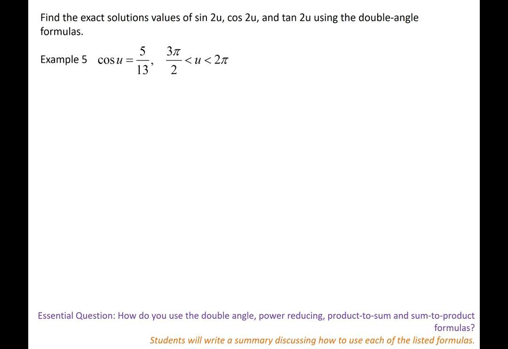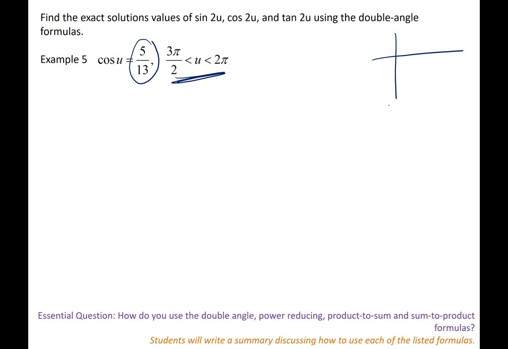Okay, so what it wants me to do here is find all 3 things: the sine of 2u, the cosine of the double angle, and the tangent of the double angle. They gave me one thing, right? They gave me a 5 over 13. What quadrant is it located in? What does that mean? It's the 4th quadrant, right?